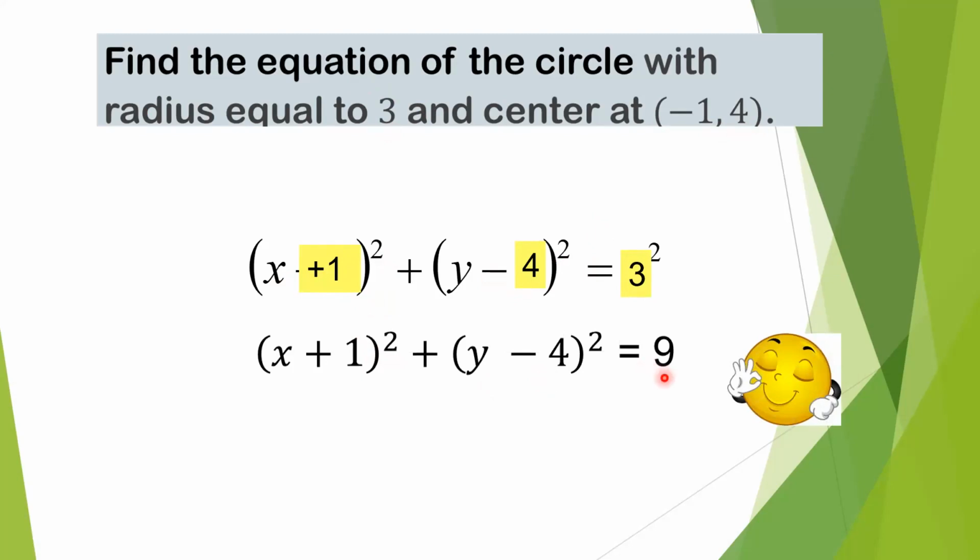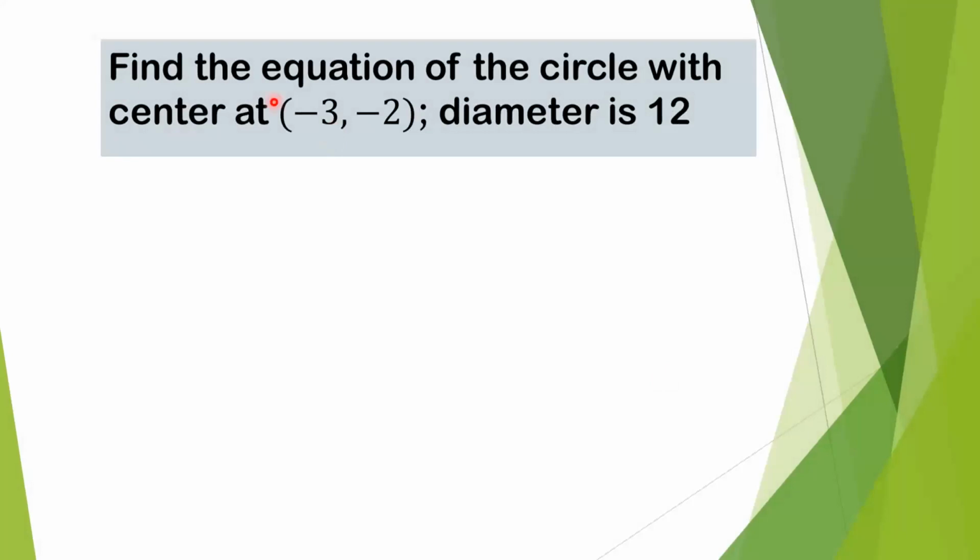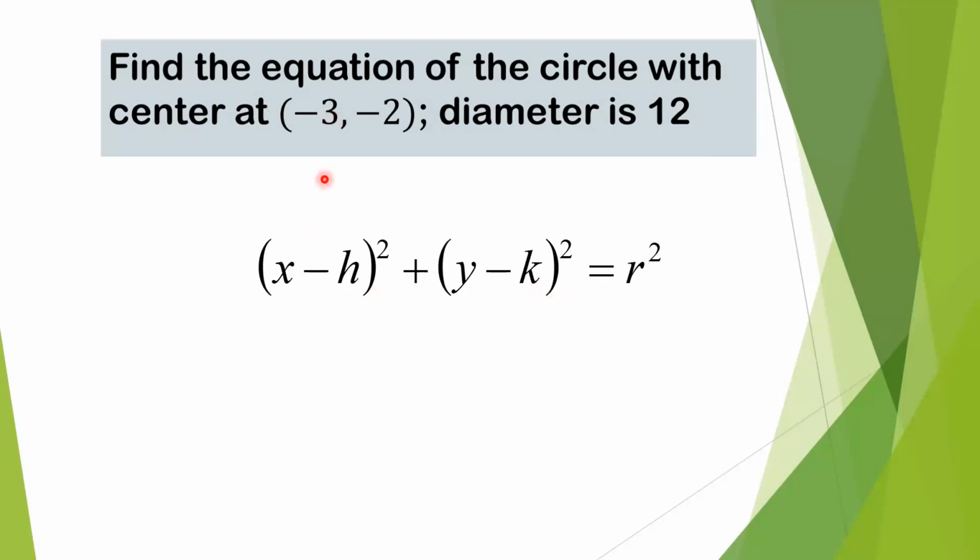9. There you go. Now, how do we find the equation of the circle with center at negative 3, negative 2, and diameter is equal to 12? Okay. So take note that, again, given this equation, we can just readily substitute the negative 3 and negative 2 to h and k respectively. So ayun. Again, take note that it's coming from x minus negative and y minus negative. But for the r, how do we find that given the diameter? We just have to divide the diameter by 2 and the answer is radius equals 6.